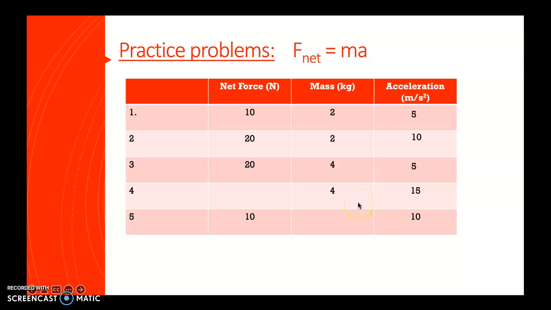For number 4, we're going to be multiplying 4 times 15. So if a mass is 4 kilograms and it's accelerating at 15 meters per second squared, that means that a force of 60 newtons is pushing on that object. And then lastly, if we have a net force of 10 and an acceleration of 10, that means the mass of that object must be 1.